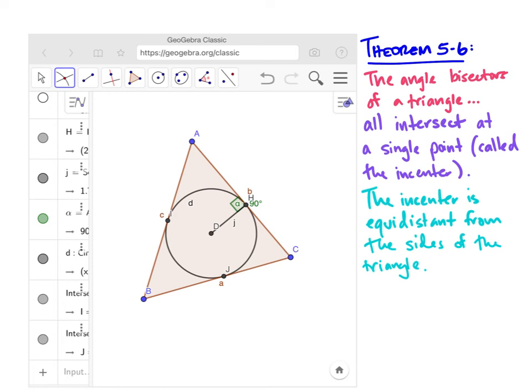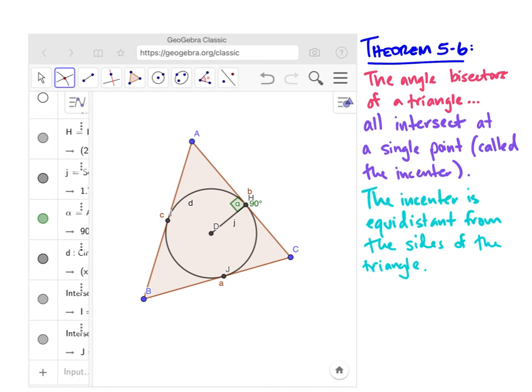So let me put some notes over here. The incenter is the center of an inscribed circle for the triangle. And an inscribed circle means a circle that only touches each side in one location. It intersects each side of our shape at exactly one place.